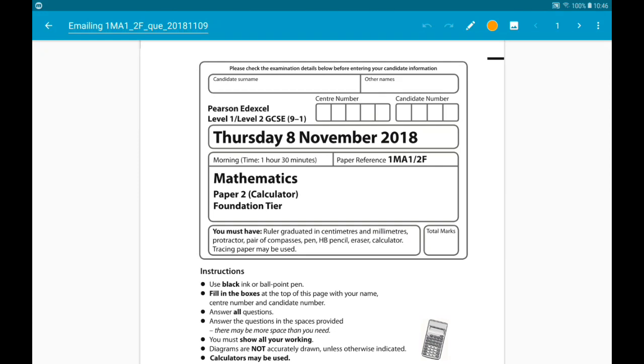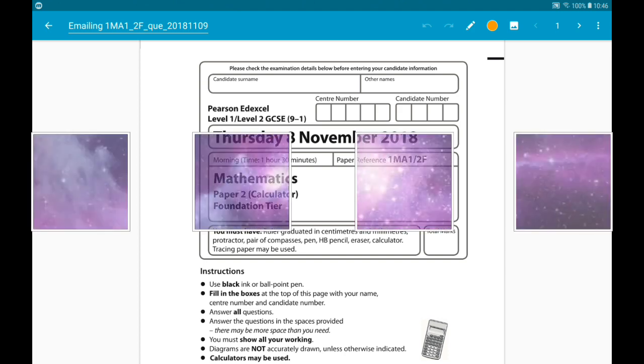A step-by-step walkthrough of the Edexcel Foundation GCSE Maths Paper 2 from November 2018.